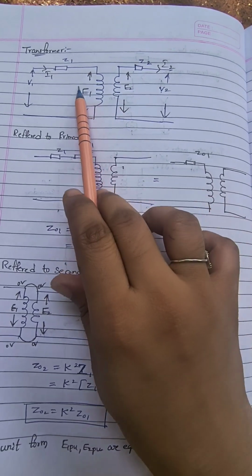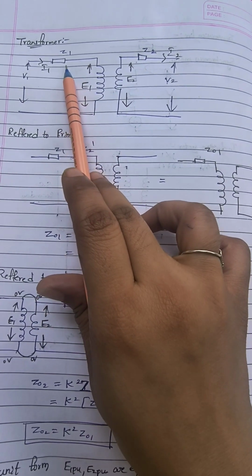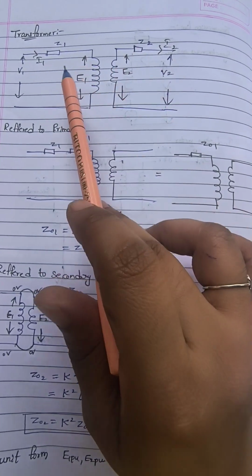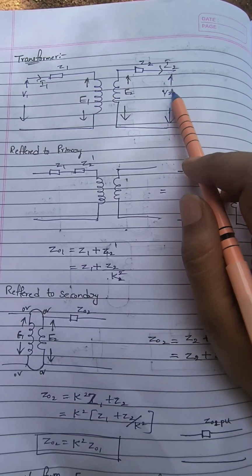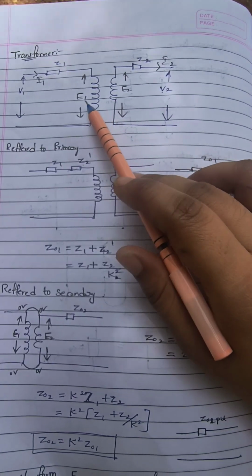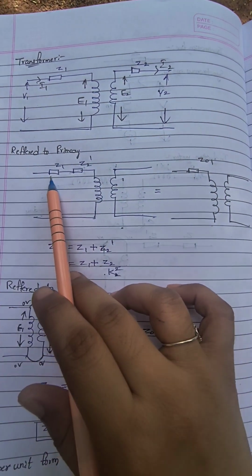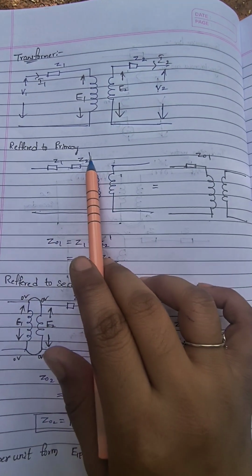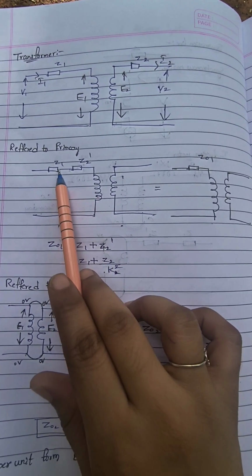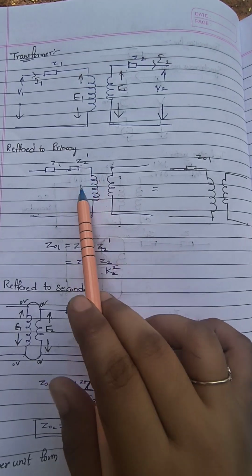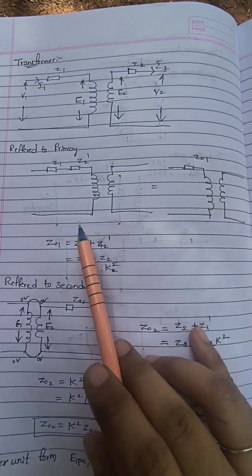Now the transformer. The equivalent circuit of the transformer is this. This is the primary impedance and this is the secondary impedance. The supply at primary is V1 and the secondary voltage is V2. The EMF induced in the primary is E1 and the EMF induced in the secondary is E2. And the circuit referred to primary is here. The equivalent impedances are Z1, Z2 dash, and it is Z01. We can represent it as Z01.